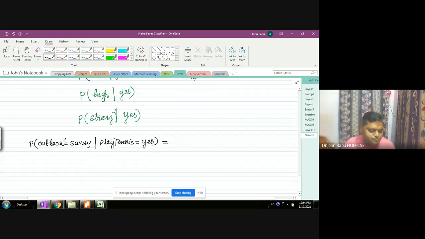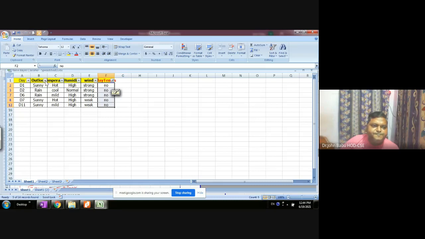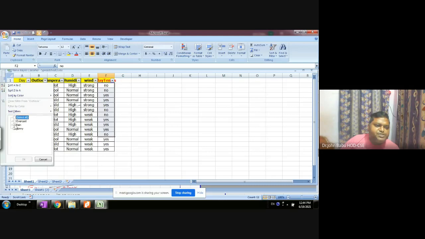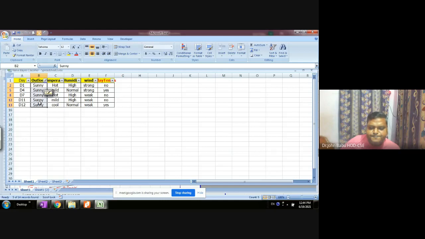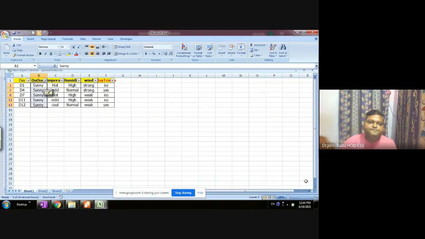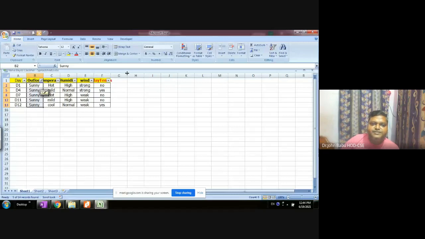Out of 14, how many examples have the Outlook equal to Sunny? How many examples have Outlook equal to Sunny? How many? You have to be somewhat able to do it without Excel, since you will not have Excel in the exam. How many?